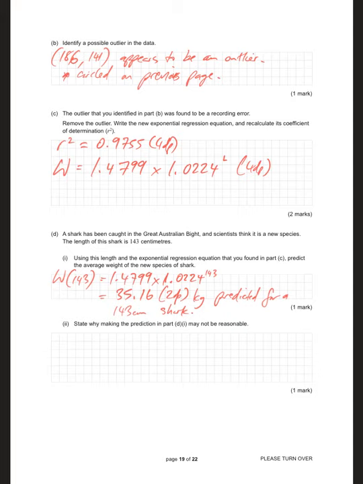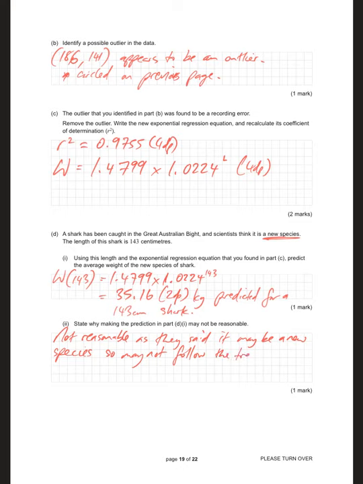State why making the prediction may not be reasonable. Well, they said it's possibly a new species, so not reasonable, as they said it may be a new species, so may not follow the trend of length and weight of the existing species. It's like they say about don't make assumptions, don't assume that this new species is going to follow the trend. That's that question done.